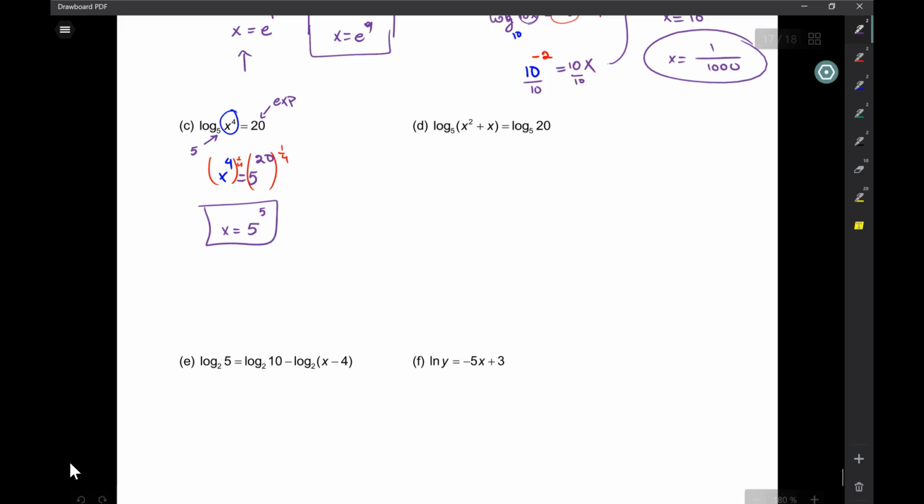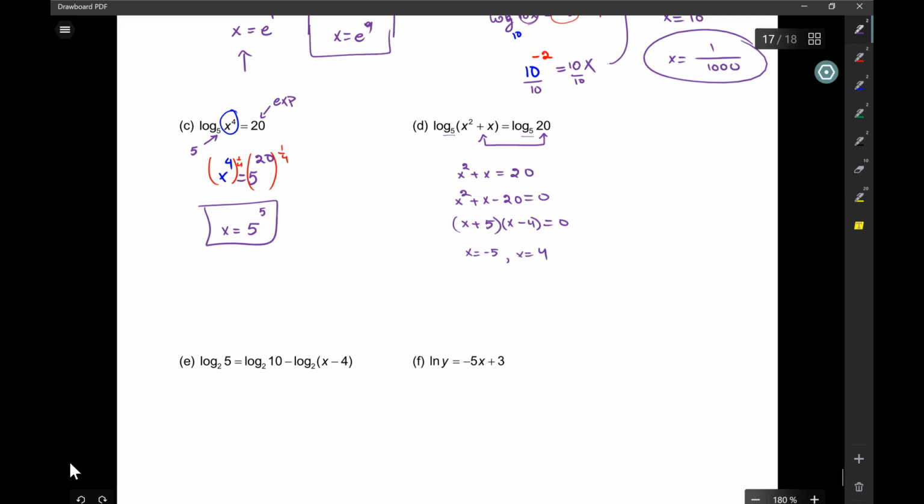Okay? Here, look, you have a logarithm with the same base. You're going to use the one-to-one property and just set those equal to each other. So x squared plus x equal to 20. And now it becomes a cute little problem. x squared plus x minus 20 equal to 0. x plus 5, x minus 4. So x equals negative 5, x equals 4.